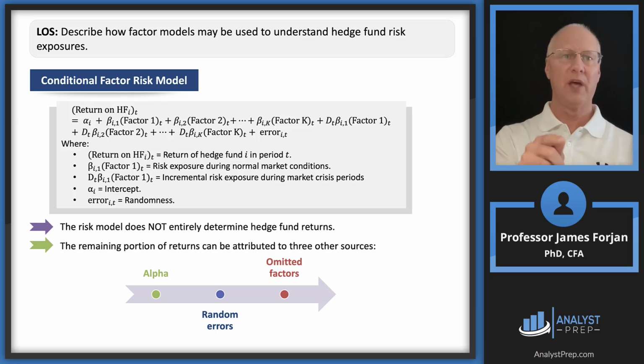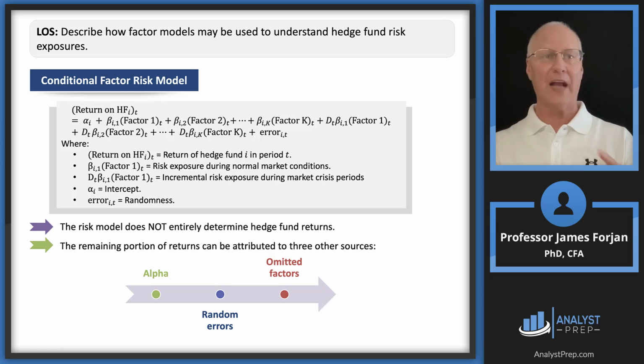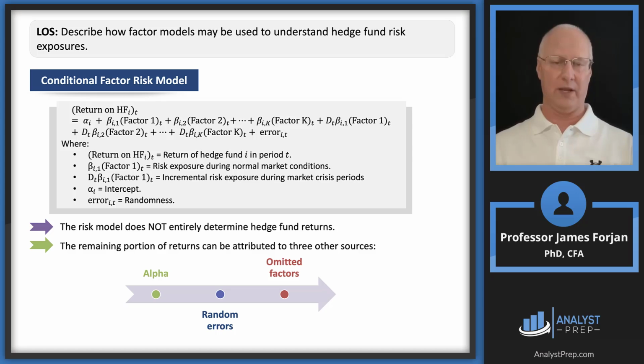So what does this LOS say? Describe how factor models may be used to understand hedge fund risk exposure. What the reading is asking us to understand is that we want to worry about surging markets, normal markets, and times of crisis. So this factor model is going to give us a better understanding during the market crisis. Remember that. In fact, you might want to write that on one of your index cards.